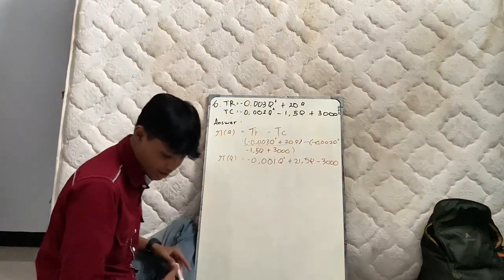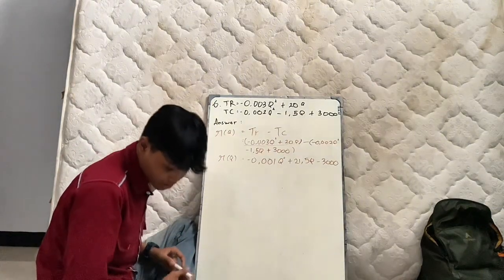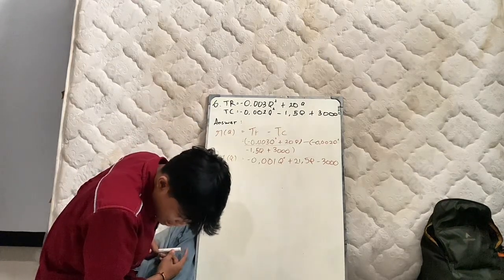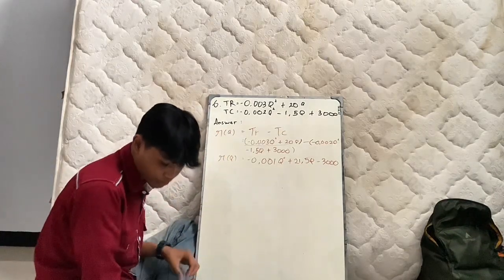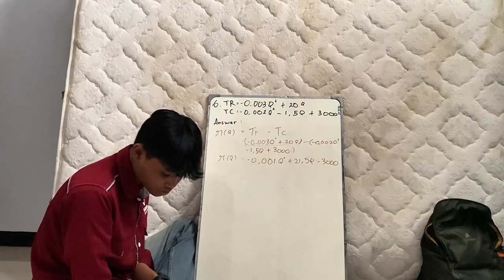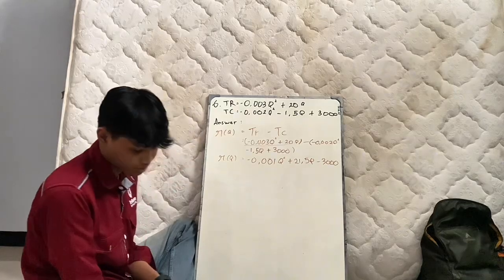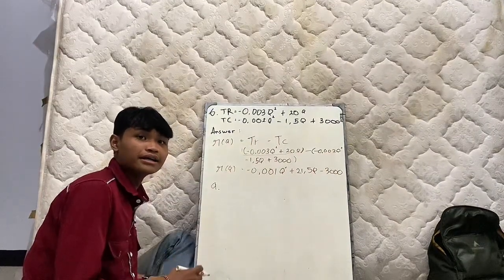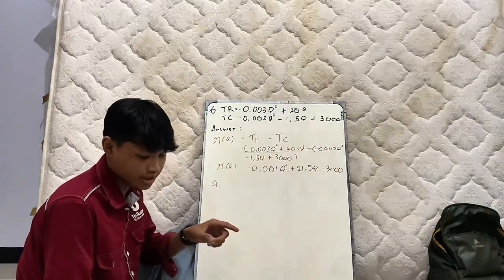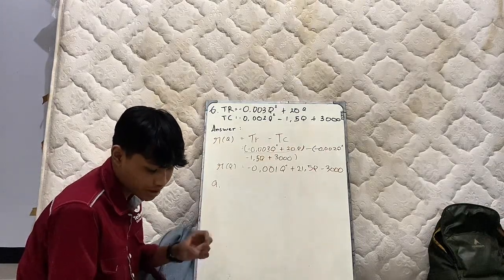The first question is, is 2000 the profit maximizing quantity of production? If so, why? And if not, what should the firm do to increase profit? Okay, next is the first question. Is Q equals 2000 profit maximum?